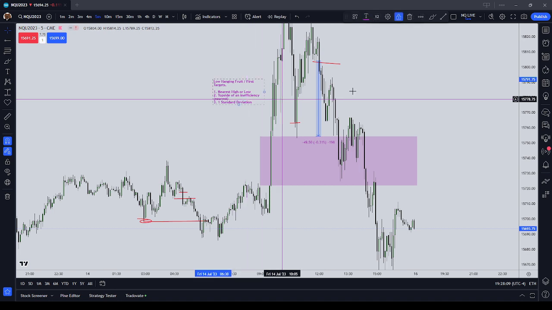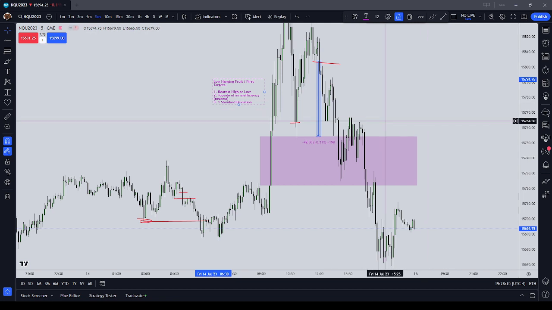These are your targets. Okay, guys, this has been my discussion on low-hanging fruit or first profit targets and why, as an intraday volatility trader, as a scalper, these need to be your targets.